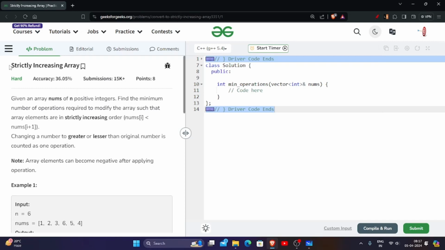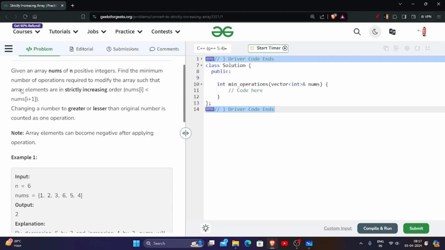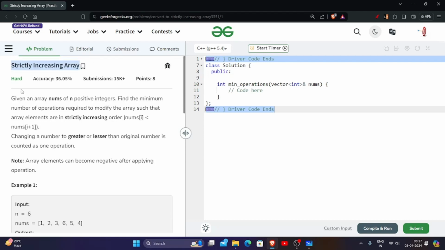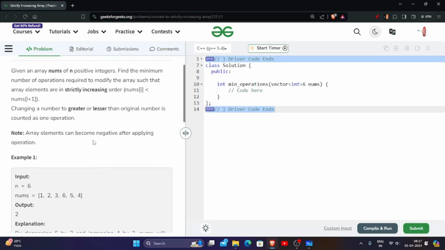So let's solve today's GFG POTD, that is strictly increasing array. I hope you have already read the problem and at least given it a try by yourself. The problem says, given an array nums of n positive integers, we have to find the minimum number of operations required to modify the array such that array elements are strictly increasing. Changing a number to greater or lesser than the original number is counted as one operation.